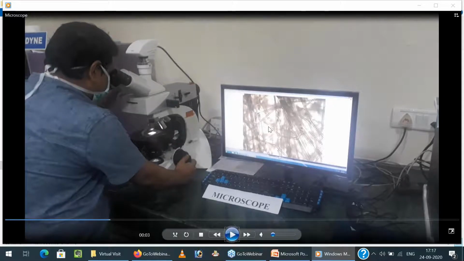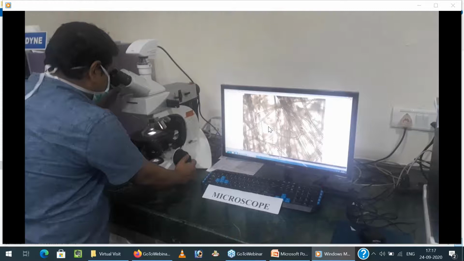possible image builder software. This is image builder software, so that we can focus on different depths. First we focus on the first layer, then we go to the next layer. We can build an image where various depths are in focus, and by analysis with the software we can measure the diameter and the pores, all these things we can measure.